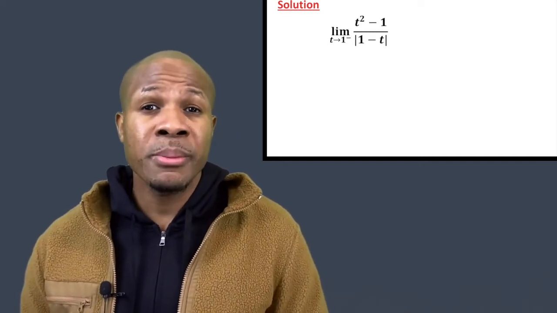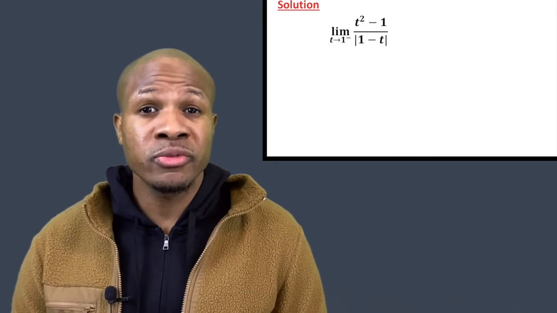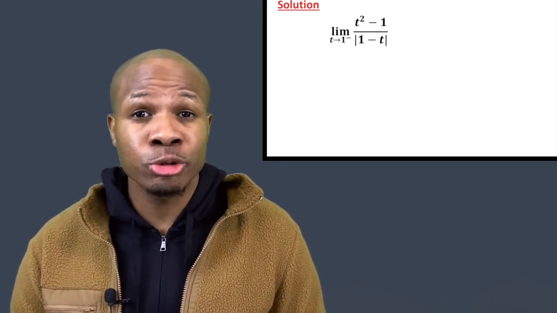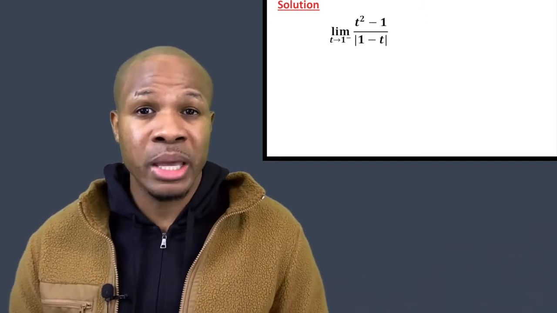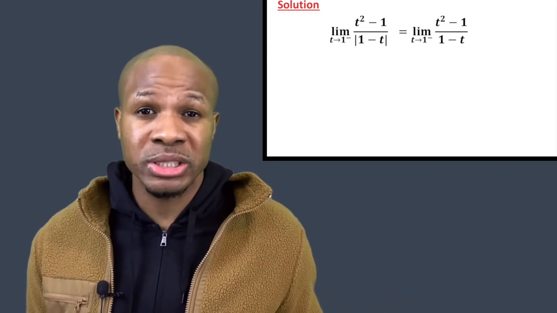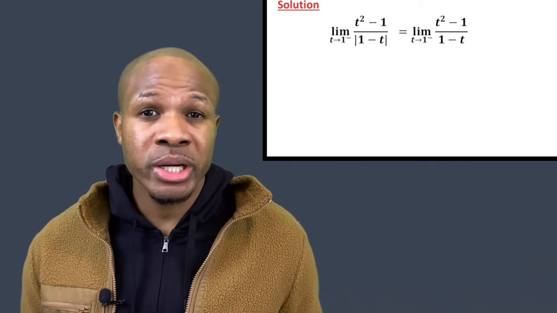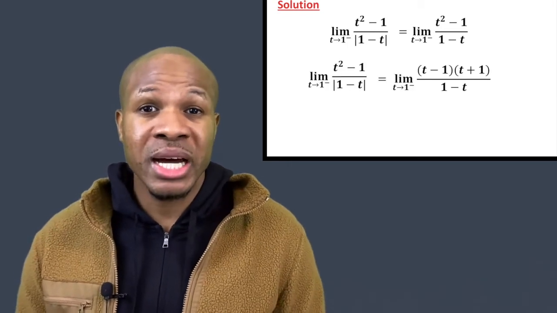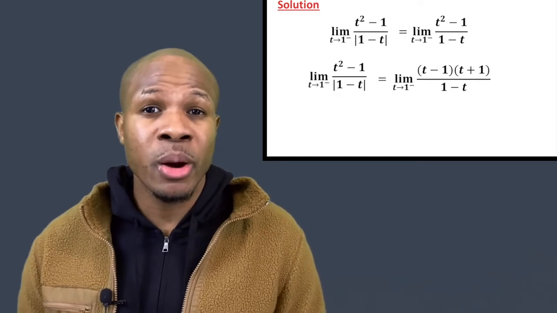Now, the denominator says the absolute value of 1 minus t. So if we're approaching from the left, that means that t is always going to be less than 1. 1 is going to be bigger than t, which means that's going to be positive, and we don't even need the absolute value. So we can get rid of the absolute value in this question. And now we can factor the top. t squared minus 1, that's a difference of squares. That's going to be t plus 1 times t minus 1. So we have t plus 1 times t minus 1 divided by 1 minus t.